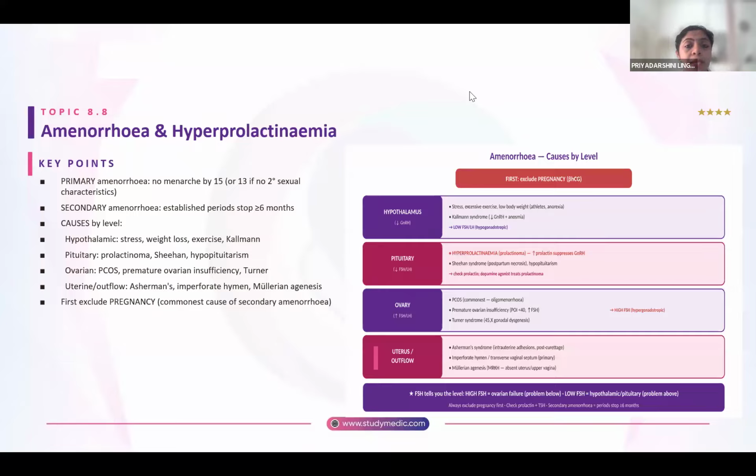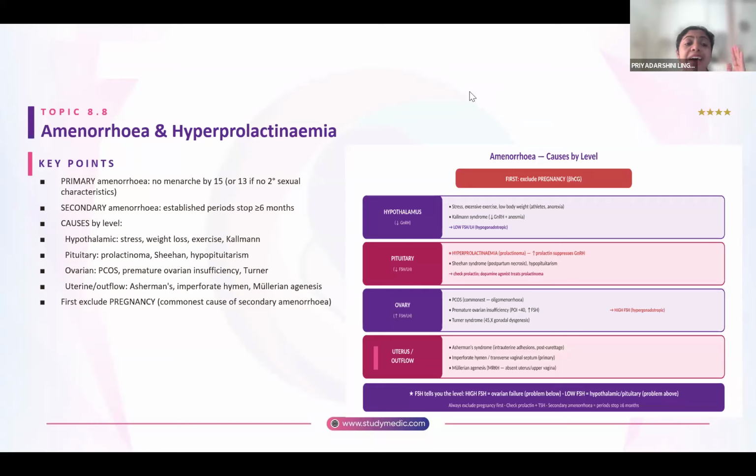In the hypothalamus, there can be reduction in your gonadotropin releasing hormone. So what can happen here? There can be excessive stress in the woman, or excessive exercise, which is seen in athletes, or low body weight, anorexia nervosa. All these women can have reduction in your GnRH, which is directly in your hypothalamus. Kallmann syndrome is another important hypothalamic cause of amenorrhea. So what is the key feature that you see here? Your FSH, LH levels are going to be low, and there is going to be a hypogonadotropic state if hypothalamus is the cause of amenorrhea.